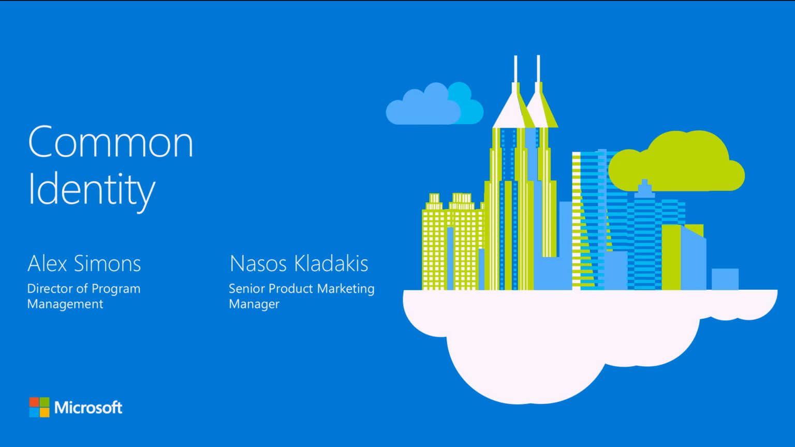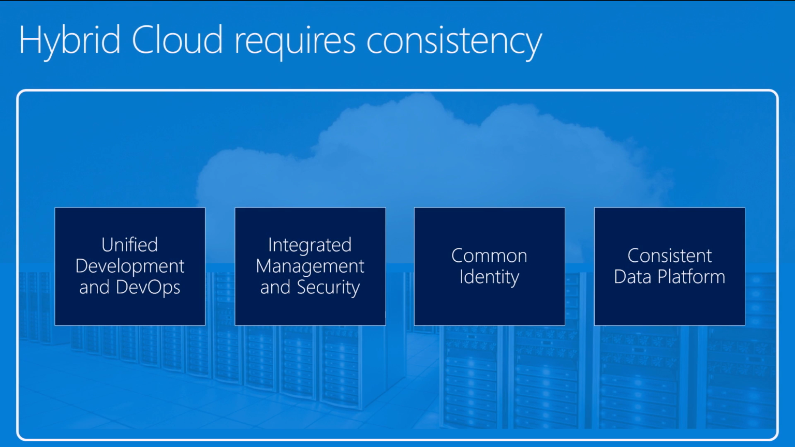So today, we're going to cover common identity in the context of hybrid cloud and how we can help you be consistent across your business. Let's see. We have that concept of hybrid cloud among very different parts of your business, like development and DevOps, integrated management and security, of course identity will be our focus today, and consistent data platform. So today, in this specific video, we're going to focus on common identity, as I said. And common identity is the integration between on-premises Active Directory and the cloud version of it, Azure Active Directory. So Alex, why don't you tell us what we have here?